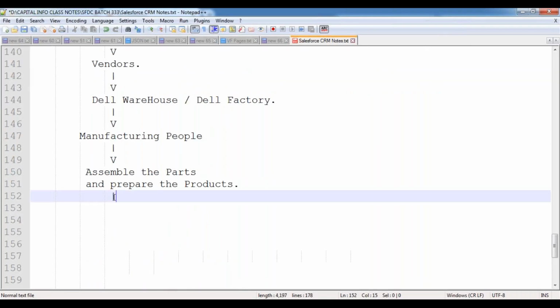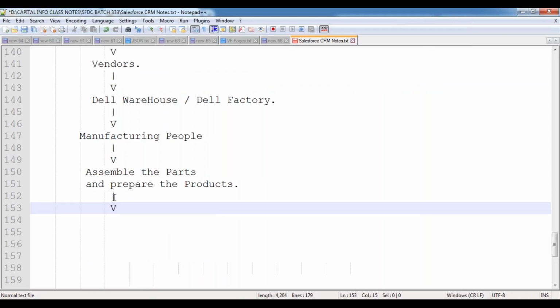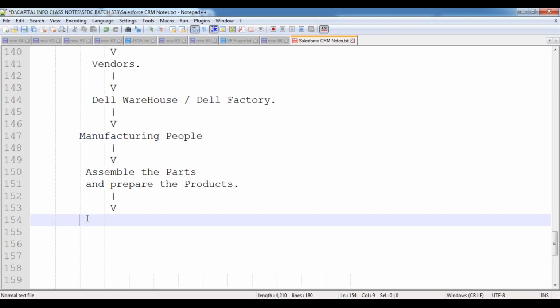So once the product is ready, how can we sell these products? Dell people are manufacturing the products in bulk. They are not manufacturing 10 products. They're not manufacturing 100 products. They're manufacturing the products in terms of bulk. Some lakhs of pieces they're manufacturing. Lakhs of new models of desktops, lakhs of new models of laptops they're manufacturing.